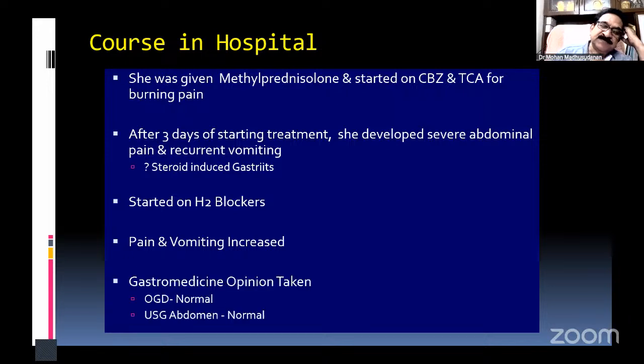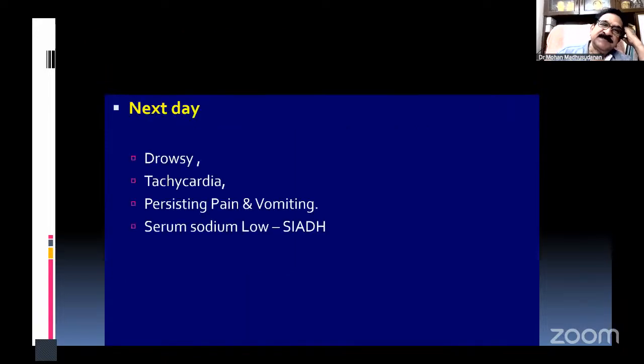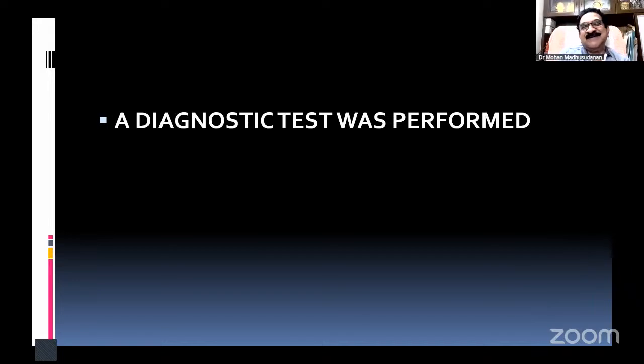So gastro consultation was taken. He did an OGD, which was normal, and the abdomen ultrasound was normal. Next day, the patient became drowsy, with tachycardia, persistent pain and vomiting, and low serum sodium, SIADH. So what test was done? NMO, sir. MRI, sir. Yeah, porphyria. Porphyria. Okay, very good.